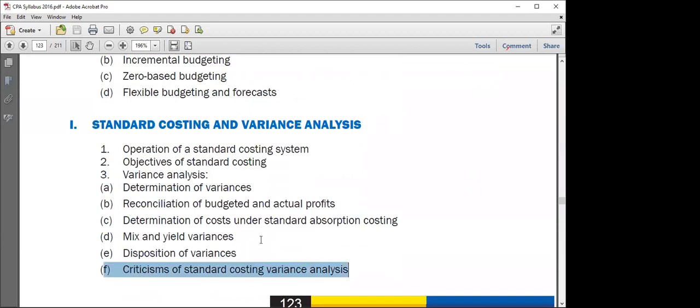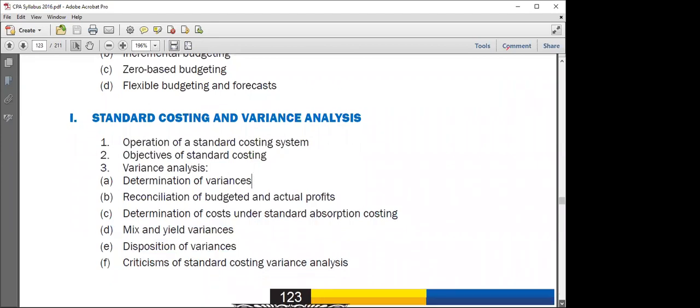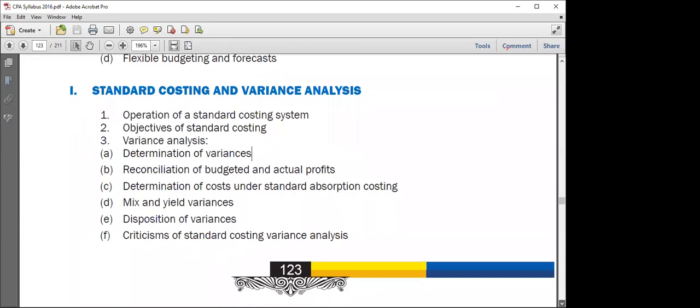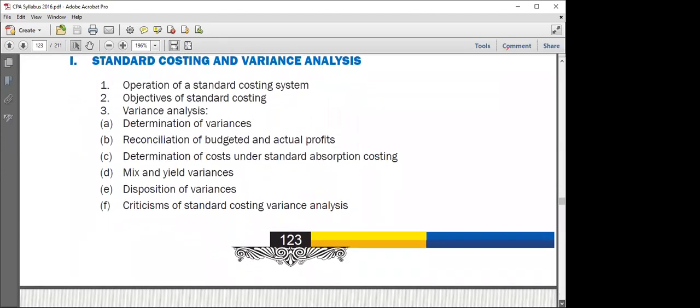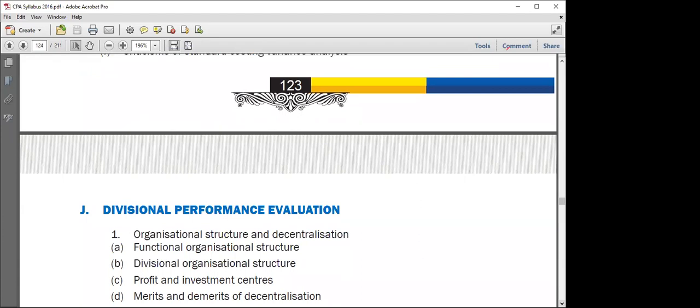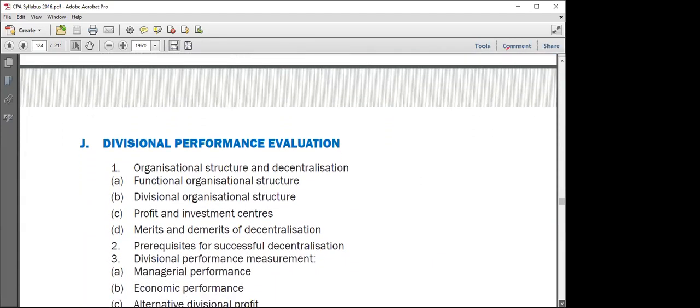Similar to that is standard costing and variance analysis. This is one of those tools. I think you saw the other question that was asking about the limitations of this technique. So we shall get down into how to set standards and how to do variance analysis, things like mix and yield variances, etc.